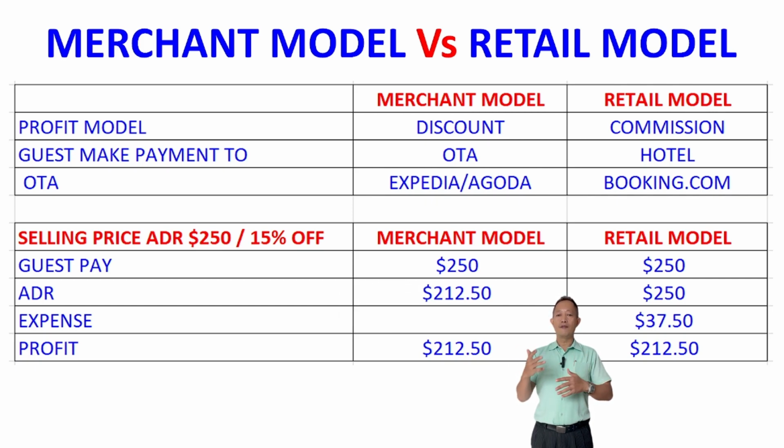Booking.com is different. If guests book with the rate of 250, the guest doesn't pay the online travel agent. The guest will pay when coming to the hotel at check-in with the same amount of 250 US dollars. But the hotel needs to pay commission to Booking.com. For example, with 15% commission, we will pay 37.5 to Booking.com. Eventually, the profit will be the same, but it is a different way of making money.